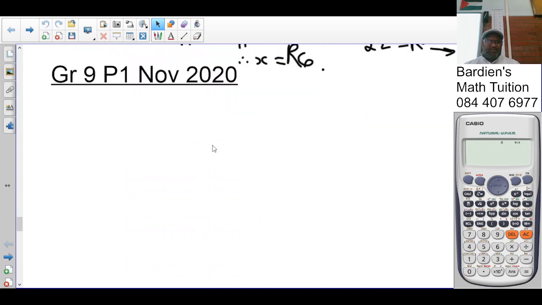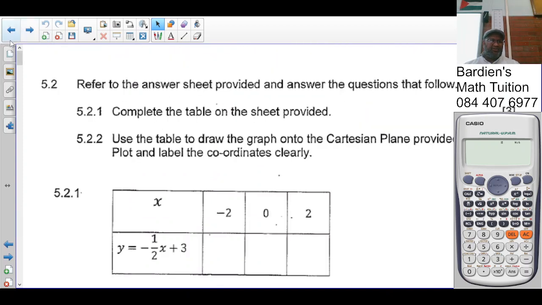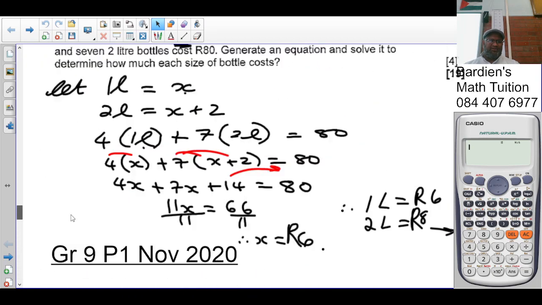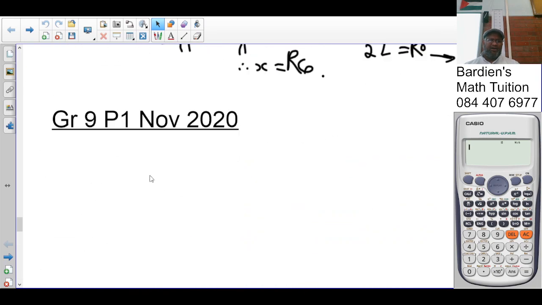So, at this point, I think with question 5.2 is where we're at now, no? Alright. No, we didn't do 5. We didn't start with 5 yet. Right, so we're going to start with 5 now.